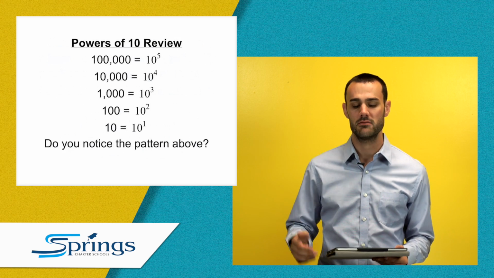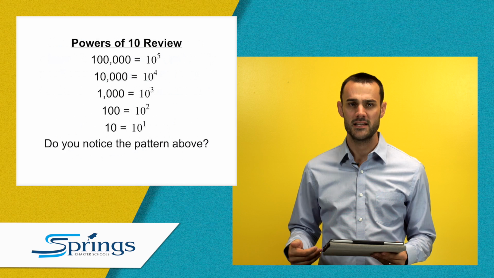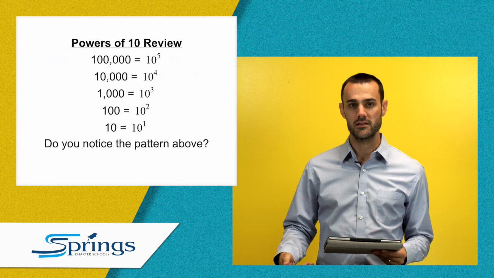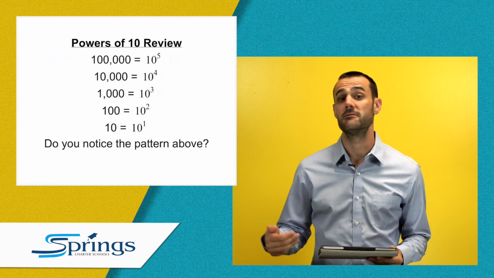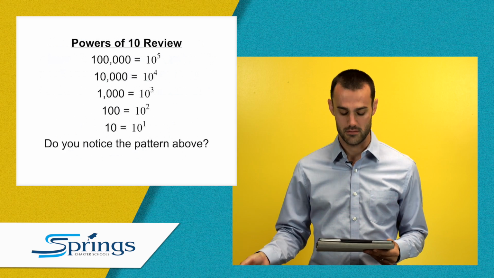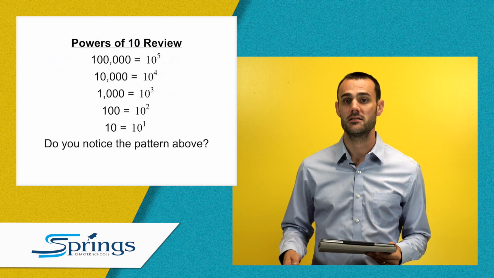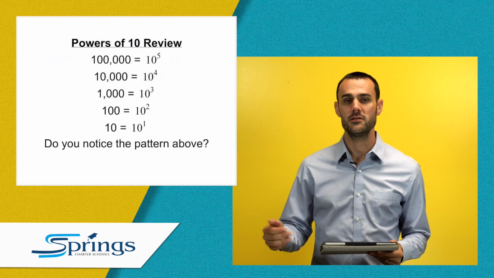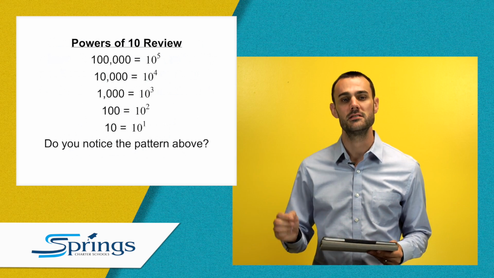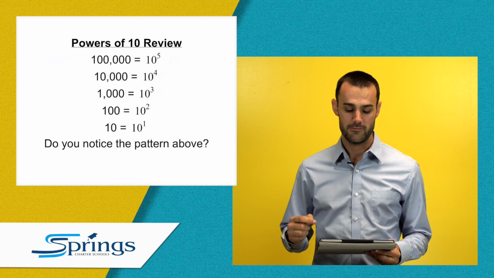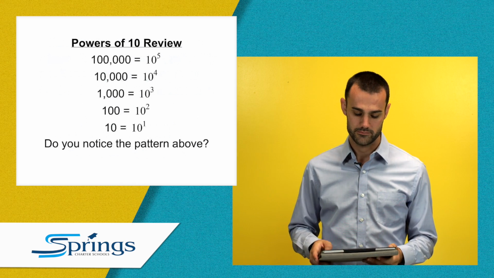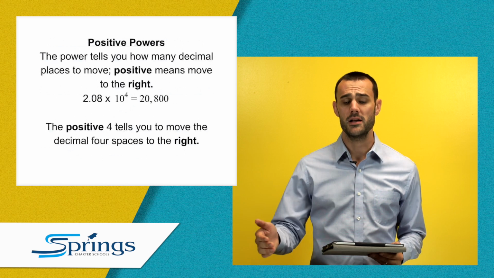So powers of 10 review. We have an example here listed. Do you notice the pattern here? 100,000 is equal to 10 to the 5th power. 10,000 is equal to 10 to the 4th power. 1,000 is equal to 10 to the 3rd power. Have you noticed that the exponent in each particular case tells you how many zeros are going to be there? 5 zeros, 5th power. 4 zeros, 4th power.